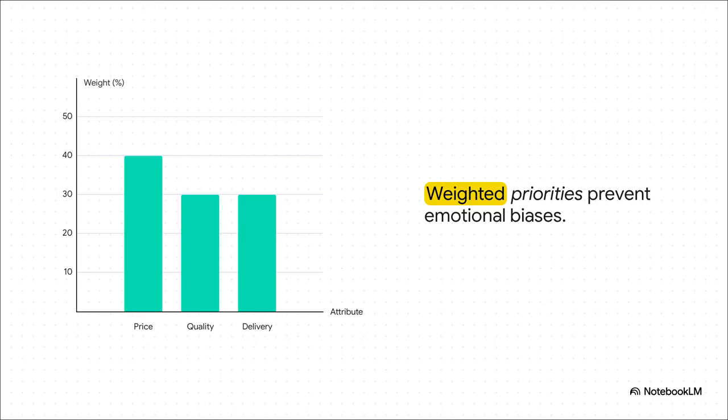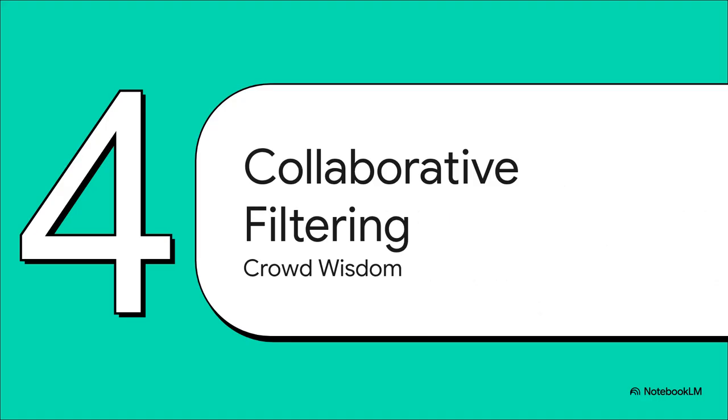But a compensatory rubric forces you to look at the total value. It guarantees you pick the most valuable option for your specific needs, not just the cheapest or the one that feels the safest. Let's head into Section 4, collaborative filtering.